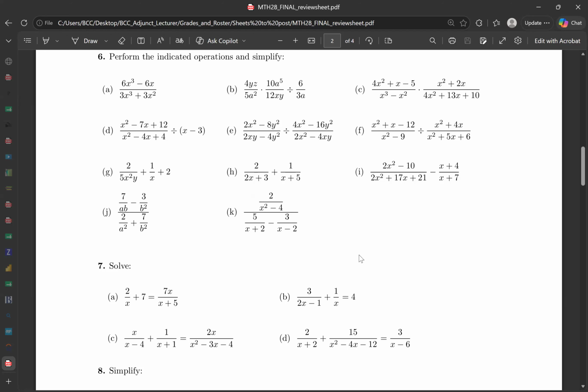Those are basically solving for X. That's a fun problem. Anytime you hear the word solve, I'm looking for an answer with X. X equals blah, blah, blah, right? If you hear simplify, I'm looking for an expression, right?